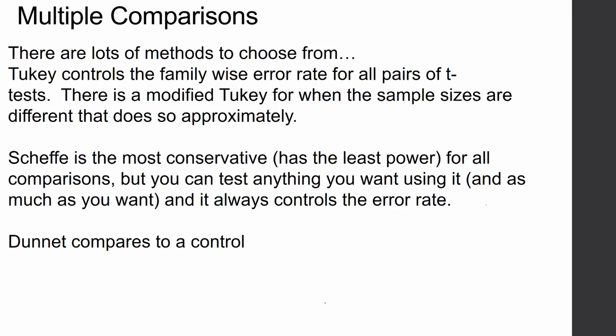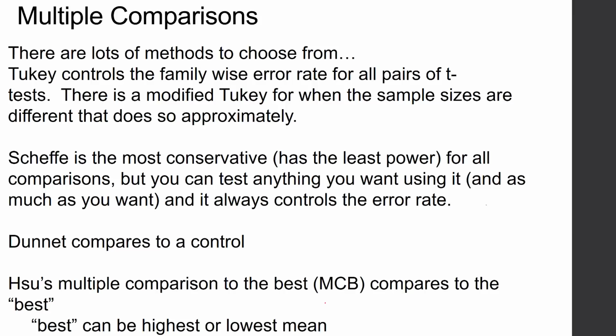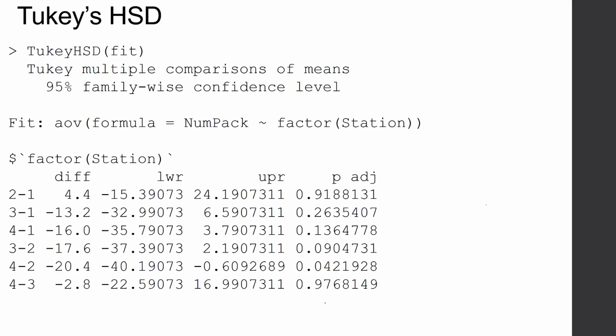Dunnett's is a popular method. It compares each category to a control category. And then Hsu's multiple comparison to the best compares to the best, which can be defined as the highest or lowest mean. Okay, so we're going to focus on Tukey's. And you just run that by typing in this code, TukeyHSD, of whatever you called your fitted model. And remember, I almost always call mine fit. All right, so it spits out this output for us.